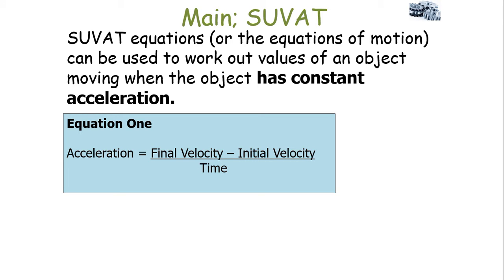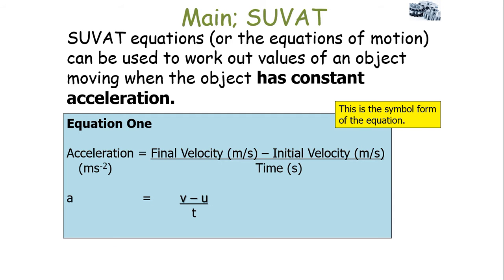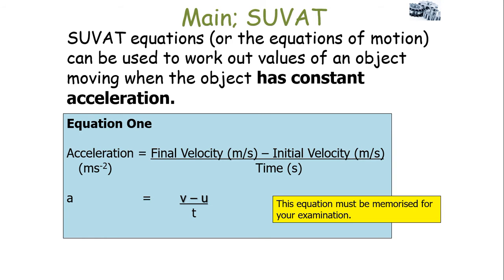The first equation is an equation you've seen a number of times before. Acceleration is equal to final velocity minus initial velocity over time. Now we can pop our units in, so velocity is measured in meters per second, time is measured in seconds, and acceleration is measured in meters per second squared. We can put this into symbol form like we mentioned before, so a equals v minus u over t. This equation has to be memorized for your examination. You've got to learn this equation for your exam.